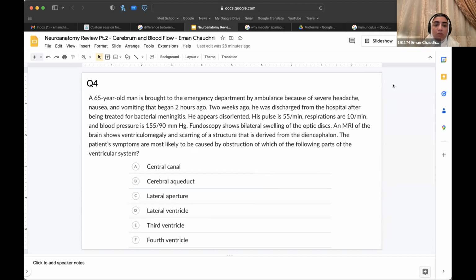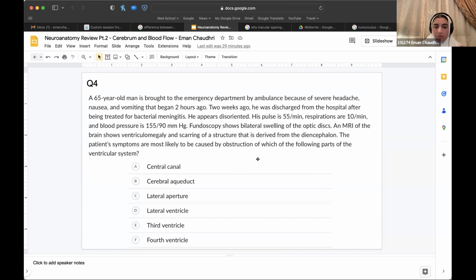The patient's symptoms are most likely to be caused by obstruction of which of the following parts of the ventricular system? So, you know diencephalon. So what arises from the diencephalon? A, central canal, B, cerebral aqueduct, C, lateral aperture, D, lateral ventricle, E, third ventricle, or F, fourth ventricle. Okay, good. So yes, the thalamus also comes from the diencephalon. You're absolutely correct. And both of you are correct. Nasser and Sara, E, third ventricle.